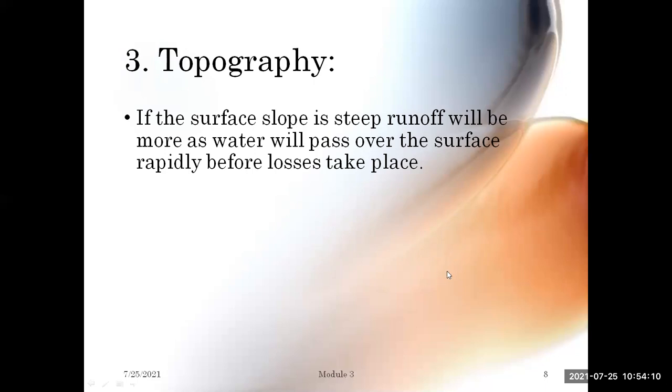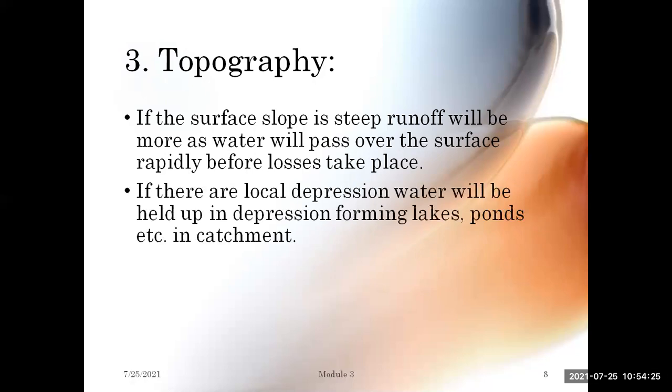So it will flow rapidly, so then the runoff will be more. If the surface has a mild slope, then in that particular case the runoff will be less. Okay, and if there are local depressions, then water will be held up in the depression, forming lakes and ponds, etc.